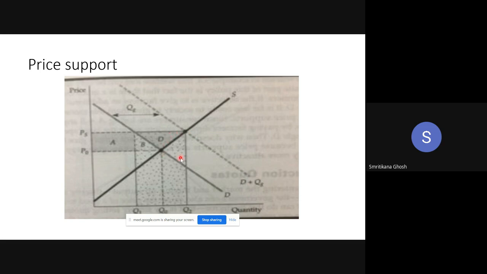Can you tell me what is the amount of government expenditure here? What will be the government expenditure? Because the government is coming to procure. The government is trying to purchase. So what will be the total expenditure for this purchase? Can you tell me? Ma'am, D is a part of that. D is obviously. Anything else?